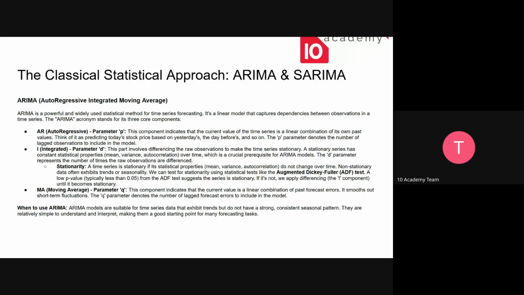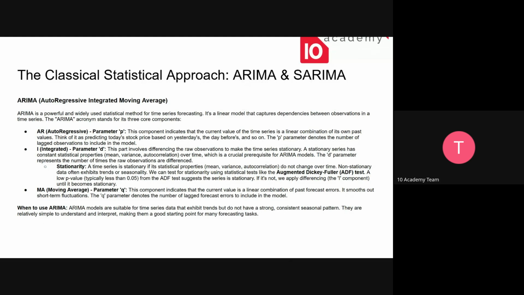So what is the advantage of the D parameter? If the time series data that we have is not stationary, D will decide how many differencing steps the data should go through in order to become stationary. A time series is stationary if those three statistical properties do not change over time. Non-stationary data often exhibits trends or seasonality, as we mentioned earlier. So how are we going to identify this, rather than calculating these three metrics?